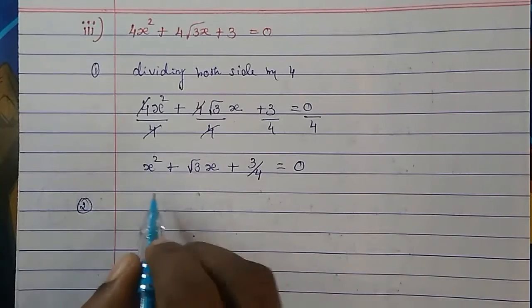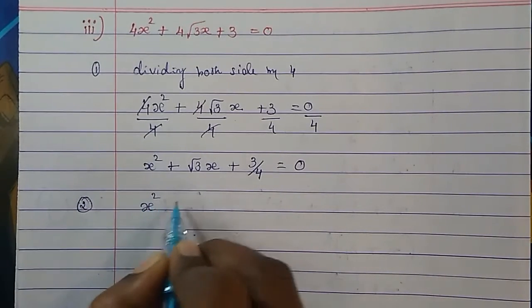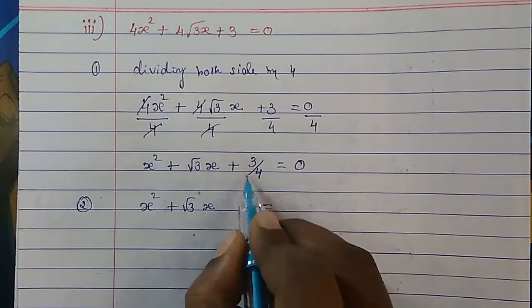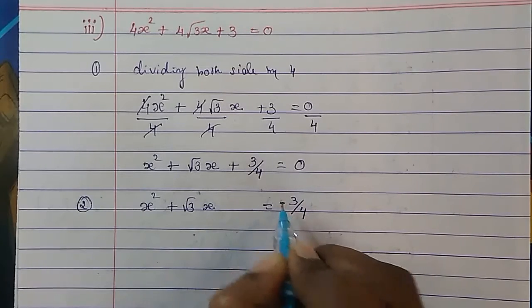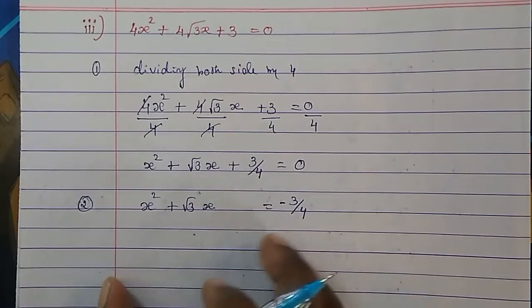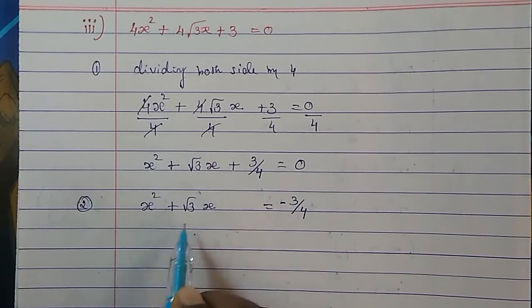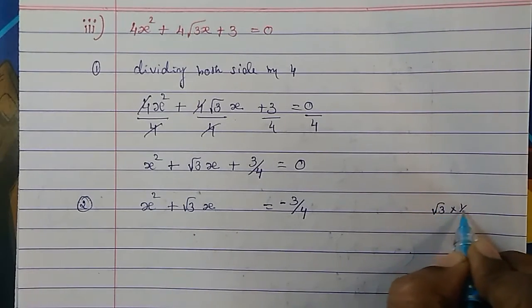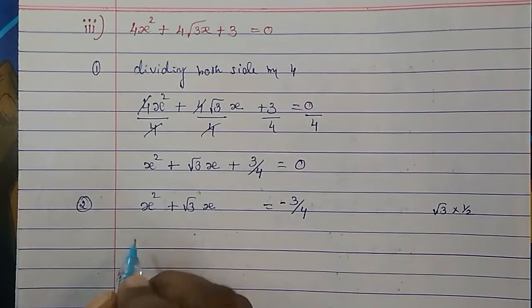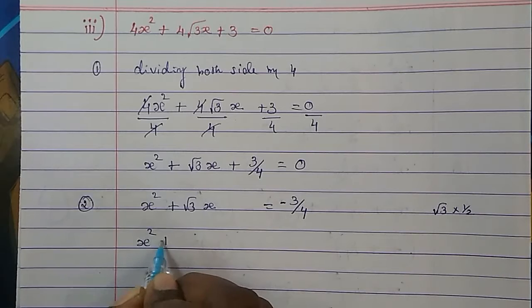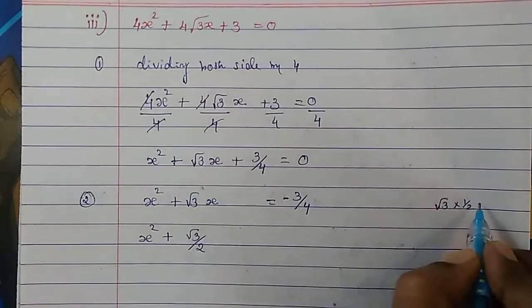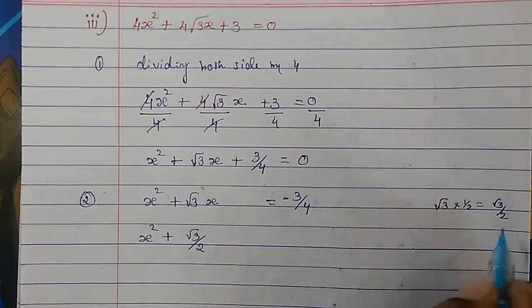Now second step, what you have to do? Keep the x part as it is. Then this you bring to this side. It becomes minus. Okay. So now what we will do? Whatever the coefficient of x, that you will multiply with half. So that means this root 3 you have to multiply with a half. So then what you will get? You will get x square plus root 3 upon 2.